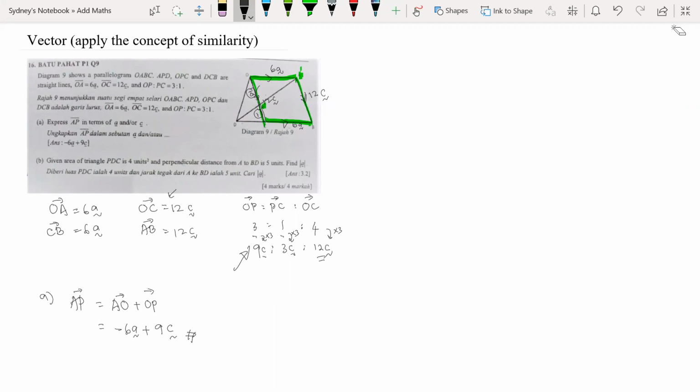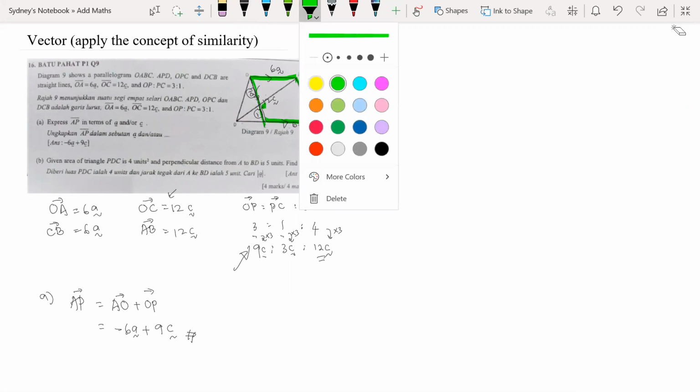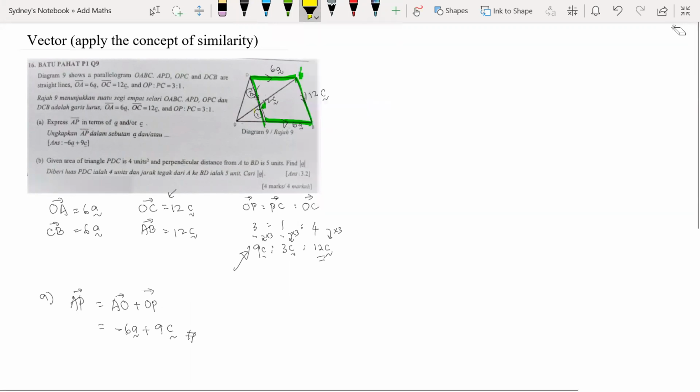Now next, we have the area of PDC. So the area of PDC is here. The area of PDC is given as 4 units squared. So area of small triangle equals 4 units squared. And we are also given the perpendicular distance from A to BD. So let's mark it down, 90 degrees here.